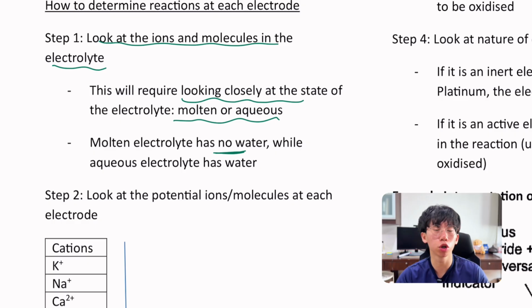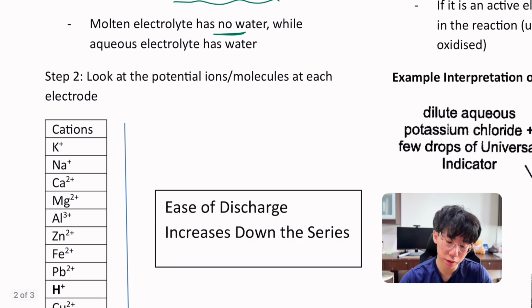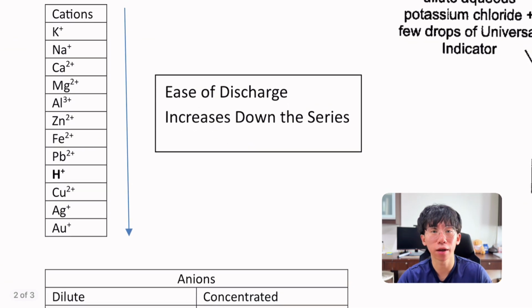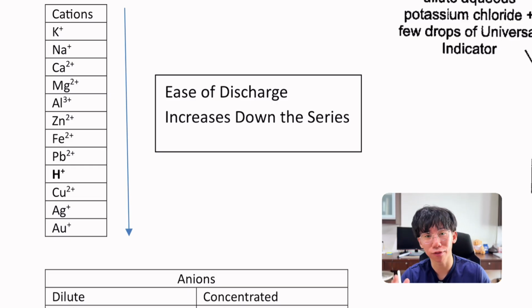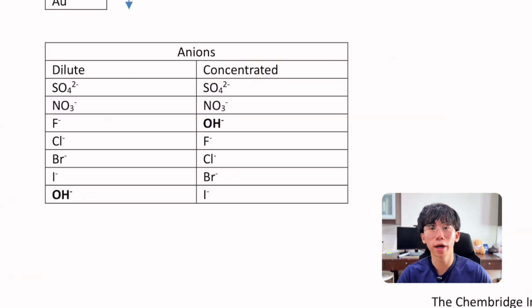Next, step 2, you want to look at the potential ions and molecules at each of the electrodes. So if you look at the cations, they are going to move towards the cathode. And from there, using the ease of discharge table or the reactivity series table, you should be able to tell which ion will win in the discharge battle. In other words, which ion is going to be easier to discharge. Next, we have to look at the anions. The anions are going to go to the anode, and you have to memorize this ease of discharge table for the anions.